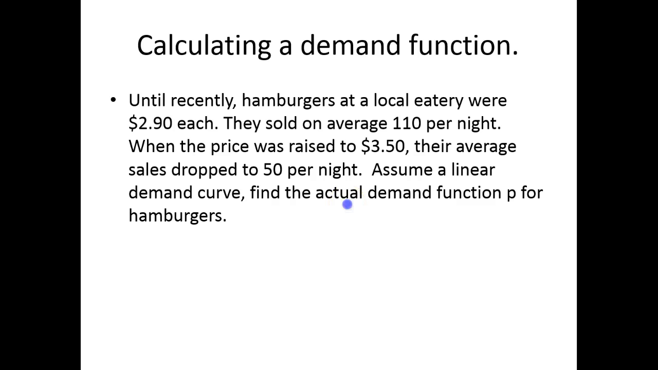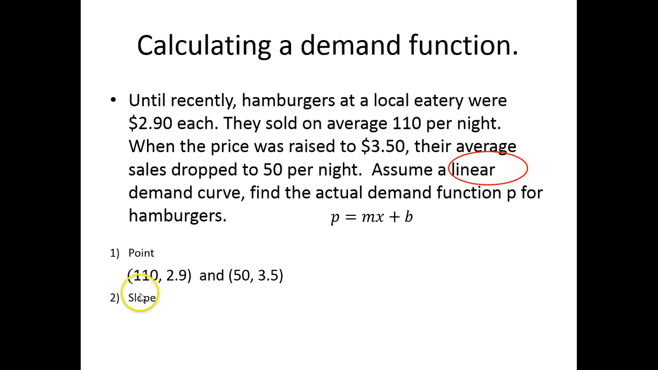Well, if it's linear, we know it's going to look like this: P equals mx plus b. And we know this is a linear equation, so we always need two things for a line. We need a point and a slope. Well, the way these are written, these are actually points. At 110 per night, it costs $2.90. And at 50 per night, we sold them at $3.50. So we have 2 points, 110, 2.9, and 50, 3.5.